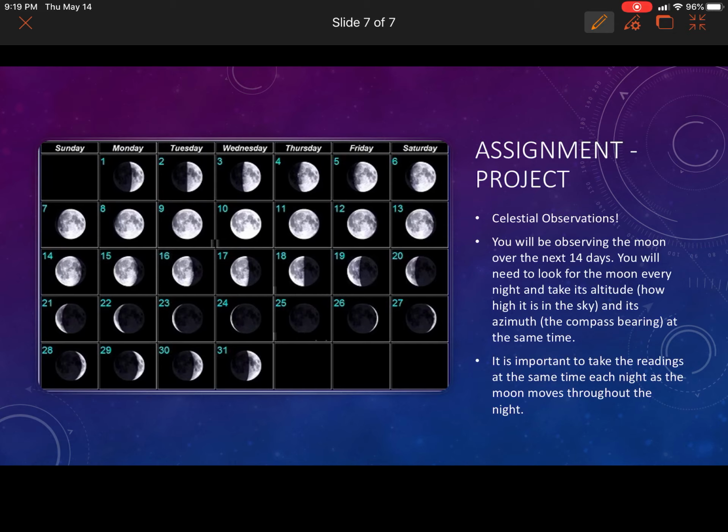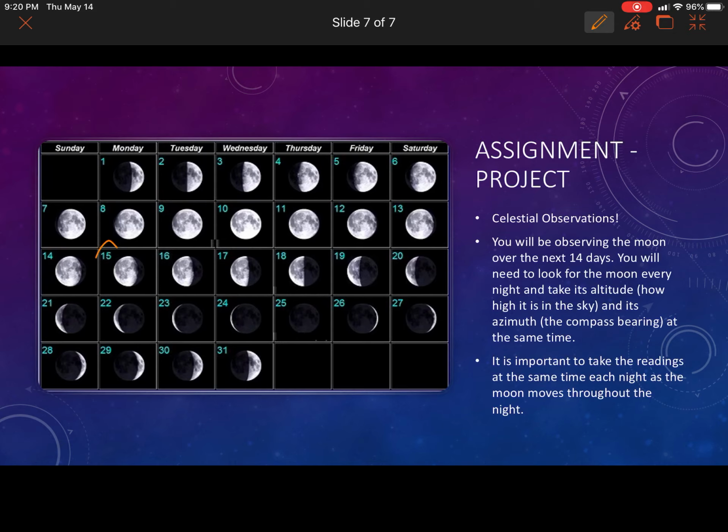Ideally, you would want to start this weekend. You are going to need to look for the moon every night, and take its altitude, so how high it is in the sky, and its azimuth, the compass bearing, at the same time. It's important to take these readings at the same time every night because the moon is going to move throughout the sky, throughout the night. Now, as you can see, this is a calendar. This is not the month that we're in. It's just an example showing how the moon is going to change over 14 days.